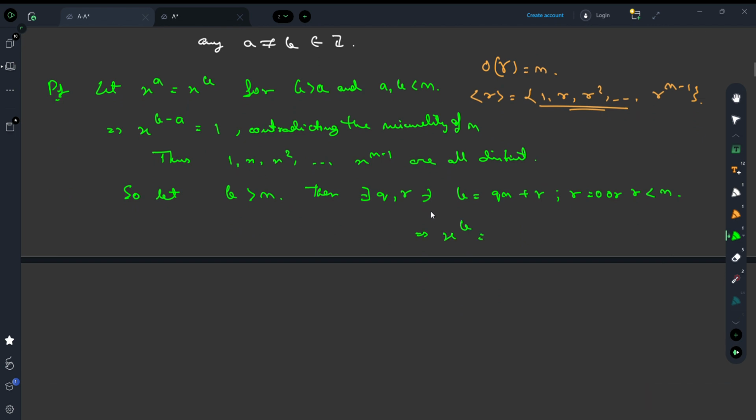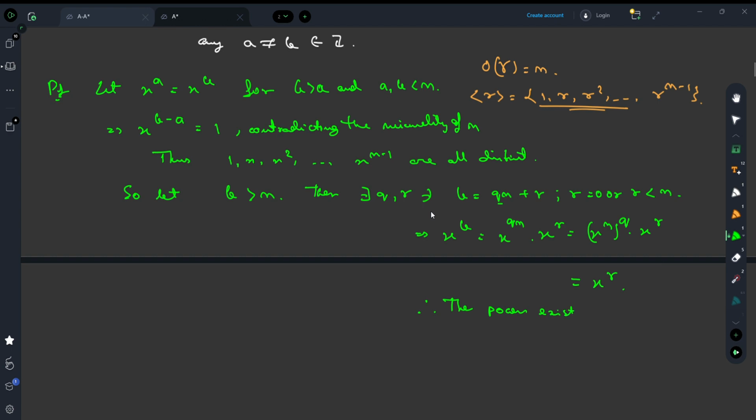But then that implies x to the power b. So we are considering the elements which are powers of x with the power being greater than n, the order of x. So x to the power b is x to the power qn times x to the power r. But we can write the first term as, because these are all integers, x to the power n whole to the power q dot x to the power r. Now x to the power n is 1, so this is x to the power r.